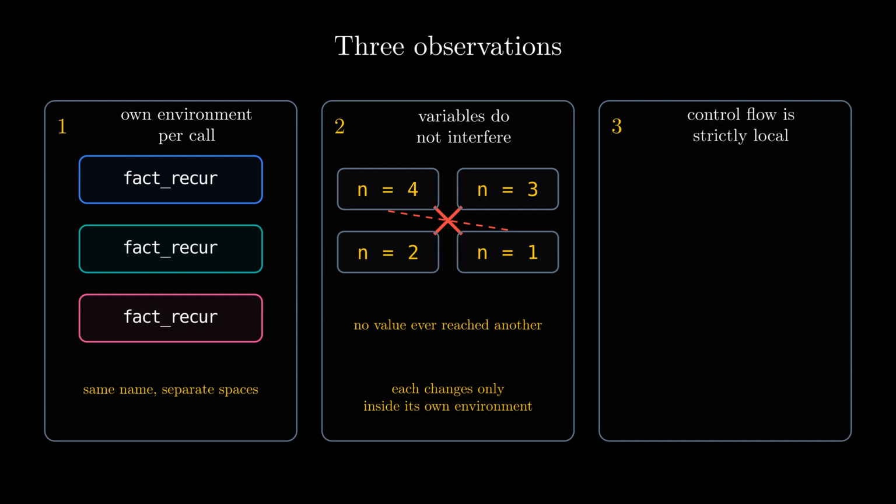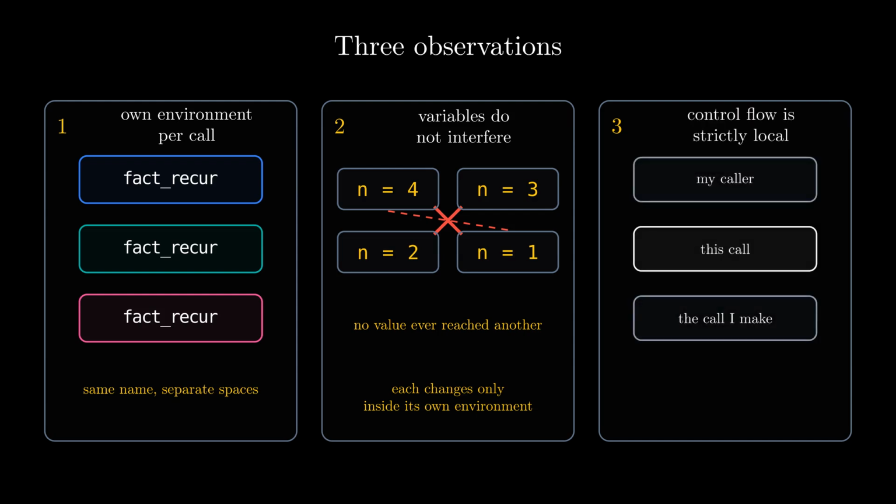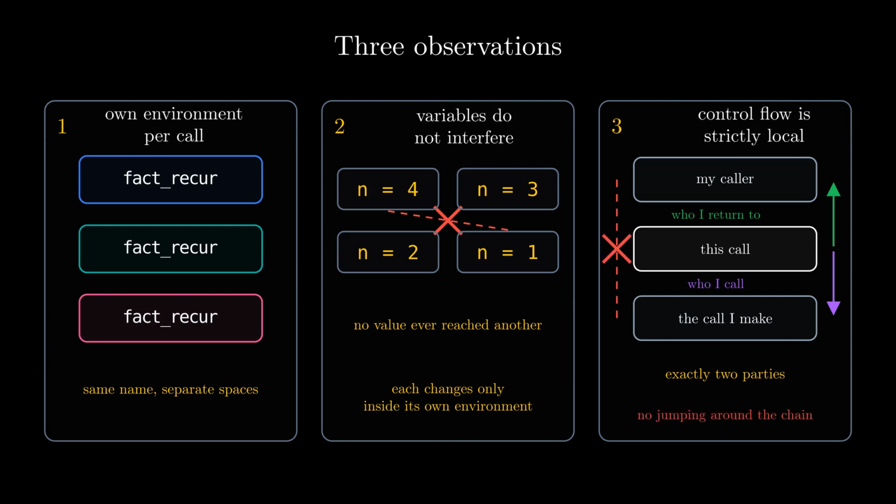Third, the flow of control is strictly local. A call knows exactly 2 parties, who it calls next and who receives its return value. No environment ever skips around the chain.